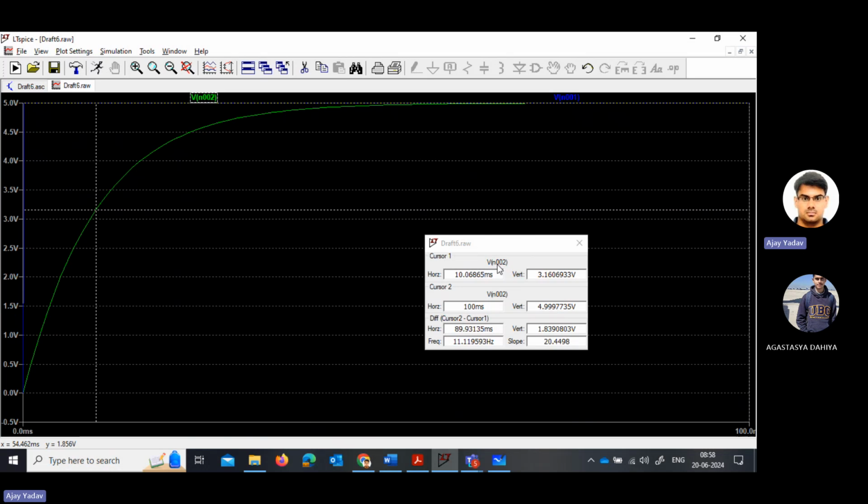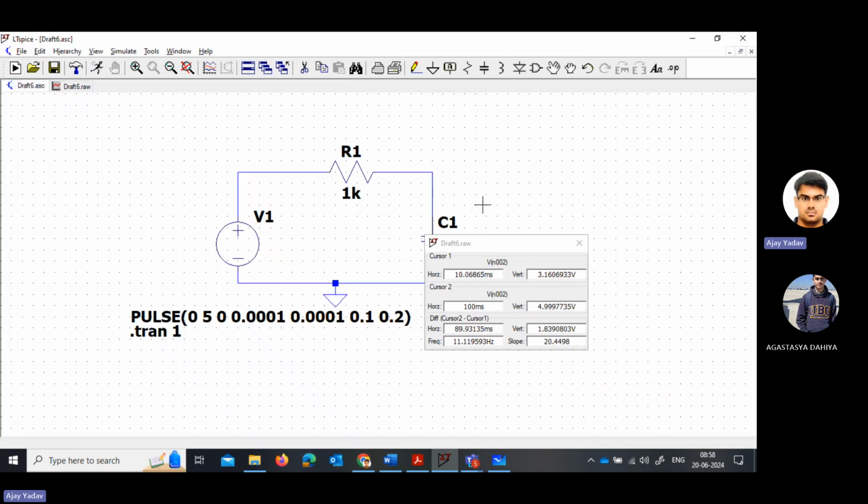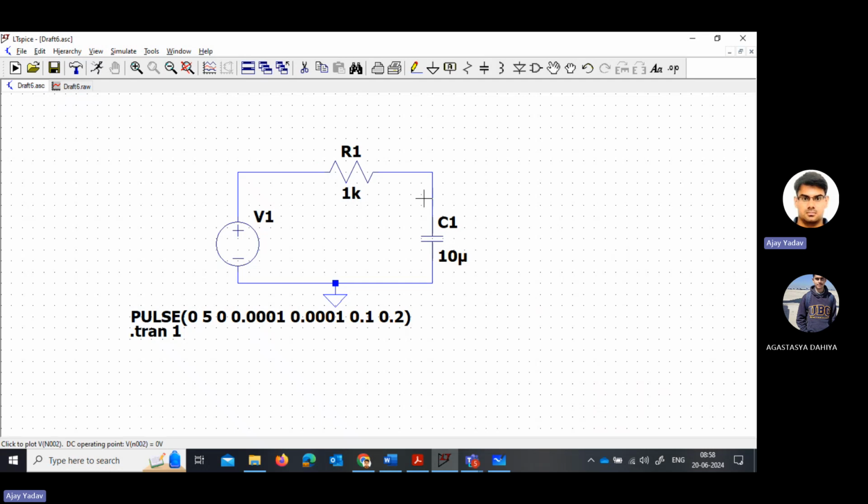Now you can vary the value of the resistor and capacitor. When you vary the value of R and C, the time constant will vary. You can check and study on your own how the variation in the resistor and capacitor changes the transient response. The time constant will change. So you study by yourself. These are the two experiments which you have to perform on your own. If you have any doubt, you can ask me.